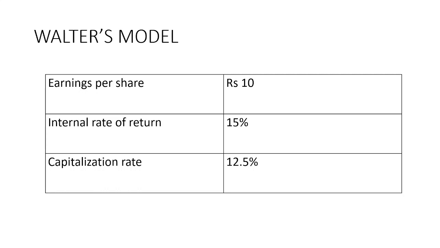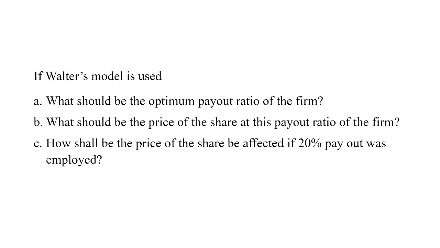In this session, let us work out a problem on Walter's model, that is the determination of share price using Walter's dividend model. Earning per share is rupees 10, internal rate of return R is equal to 15%, capitalization rate K is 12.5%. If Walter's model is used, what should be the optimum payout ratio of the firm? What should be the price of the share at this payout ratio of the firm? How shall the price of the share be affected if 20% payout ratio was employed?